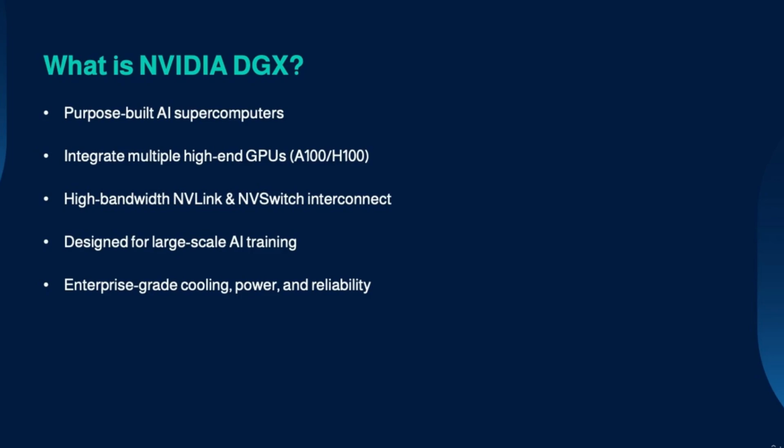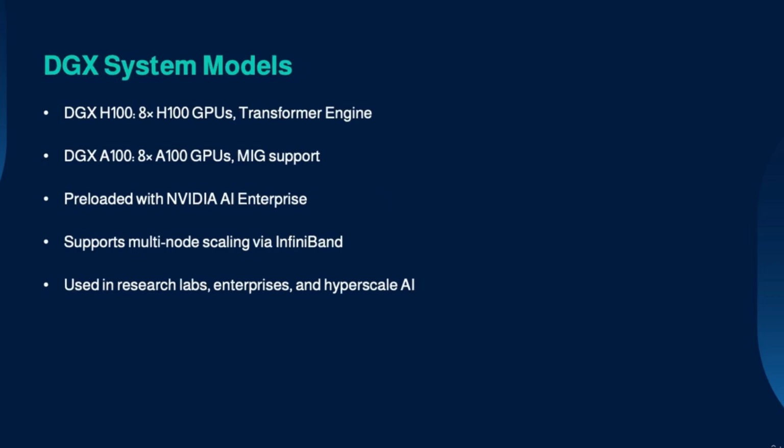NVIDIA DGX systems are not just servers with GPUs. They are engineered AI supercomputers. They integrate multiple A100 or H100 GPUs connected with NVLink and NVSwitch, enabling GPUs to share data at extreme speeds without bottlenecks. The design includes optimized cooling, power delivery, and software pre-configured for AI workloads. This makes DGX the gold standard for training large-scale deep learning models, especially when distributed across multiple GPUs. There are two primary DGX models in production today, DGX H100 and DGX A100.